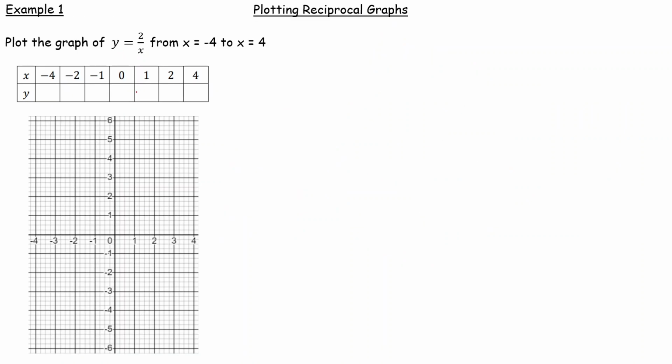Because when you plot your values, if one point is massively wrong, you should know roughly that y is equal to 2 over x is over x, so it's going to be a reciprocal graph. It should look something like this.